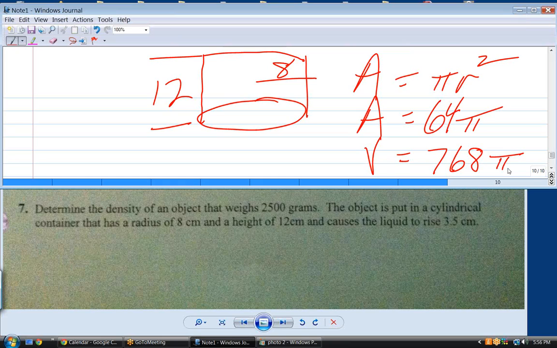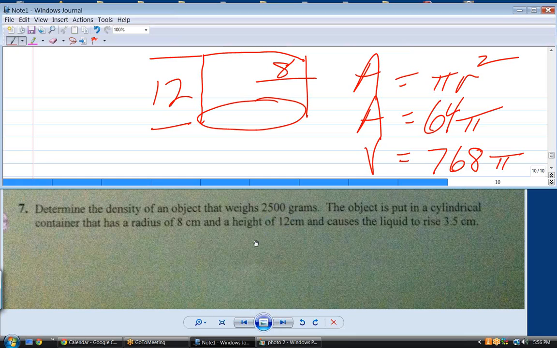Now, when it says it causes the liquid to rise 3.5 centimeters, that's going to give us the volume of the object. In order to determine the density of the object, we need to know its volume, because they're telling us what it weighs. If we know its volume, its density is some number of grams per cubic centimeter. With me?